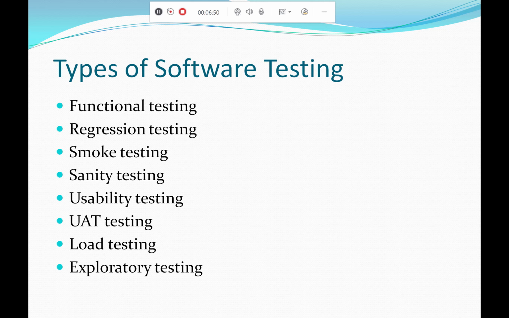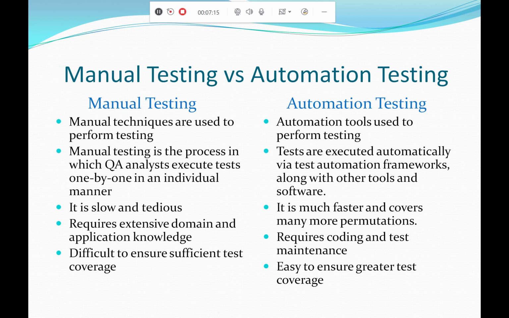Okay, so these are all the types of software testing that are being carried out. Moving on, we'll look at the difference between manual and automation testing. The first point is that for manual testing, we are basically using manual techniques to perform the testing, whereas in the case of automation, we use testing tools.